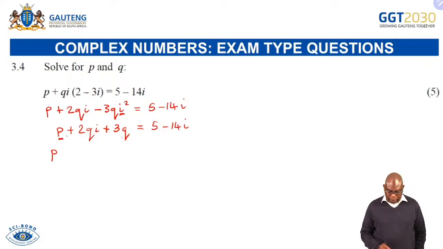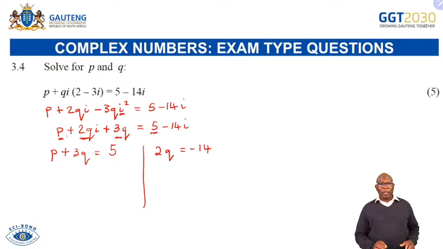P is real, this is real, this is real. So P plus 3Q equals 5. Now let's look at the other one, the imaginary. So the imaginary will be 2Q equals negative 14. Now can you see I've got simultaneous equations? Nice one, I love this.